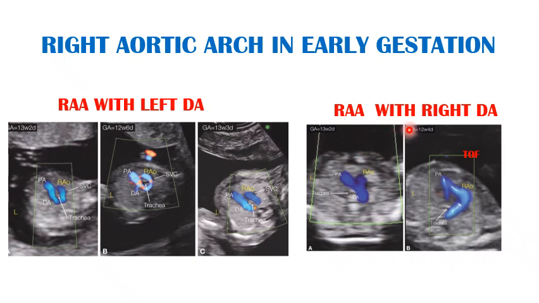Here it is right aortic arch with right ductus arteriosus forming a right V sign on the right side of the trachea. Again at the top, we see at 12 weeks there is right aortic arch seen as a single large vessel with the right ductus hidden behind the right aortic arch.